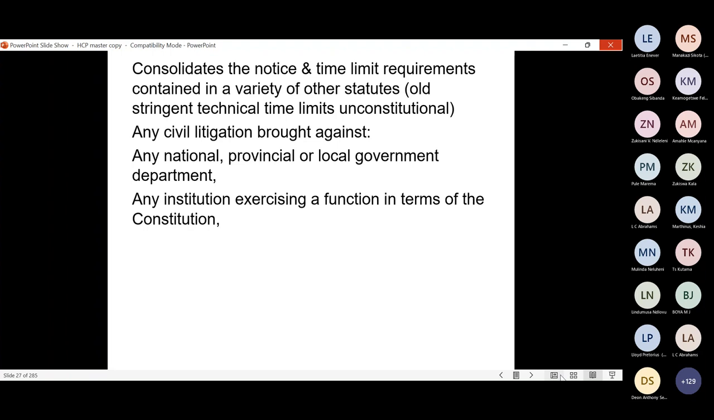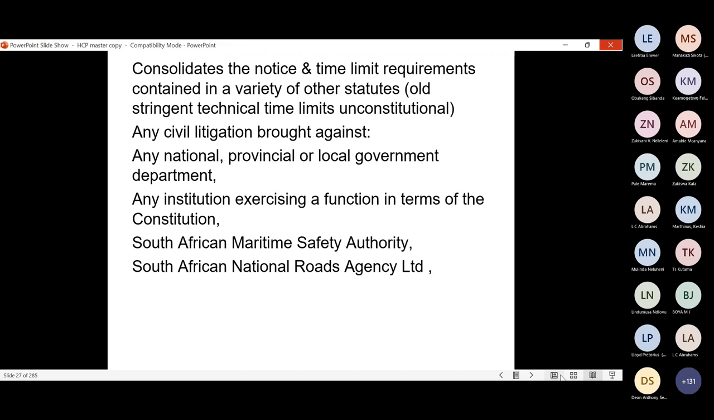Certain institutions, the Public Protector, who else, institutions exercising a function in terms of the constitution, the Human Rights Commission, all of those kinds of institutions, are regarded as an organ of state, and therefore you have to comply with that act. Also the South African Maritime Safety Authority, the South African National Road Agency Limited, or any person for whose debt an organ of state is liable. For all of that, you send a Section 3 notice.